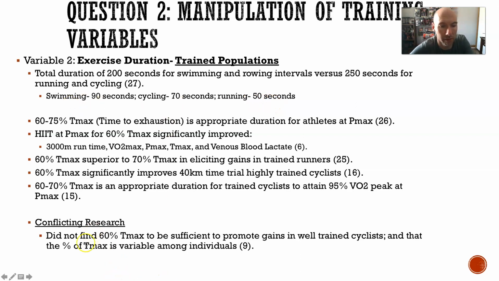Now, there was a little bit of conflicting research. Again, it's always good to report that. Not everybody's going to agree on everything, and that's fine. They did not find that 60% Tmax was long enough for cyclists, indicating that beyond that. So that might push us up into that 75%, like we mentioned earlier.